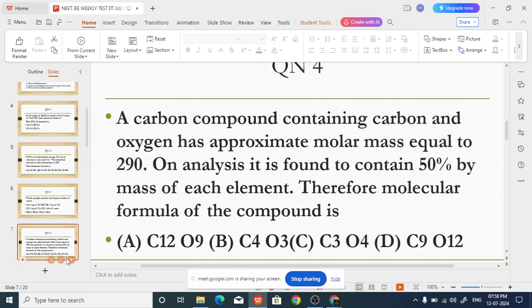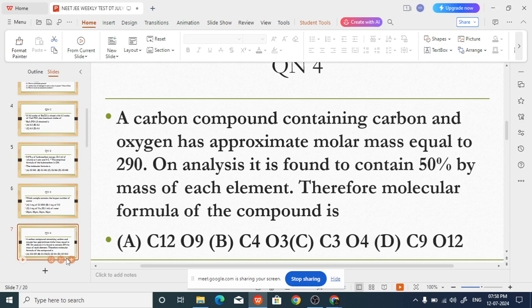Where is 50%? C12 is how much? 12 into 12 is how much? 144. And oxygen is 16. 16 into 9 is how much? That's again 144. So 144 and 144, so carbon has 50% and oxygen has 50%. So option A is the answer.